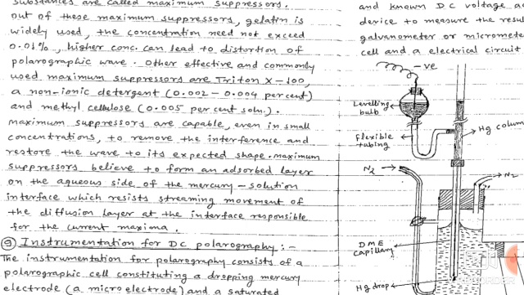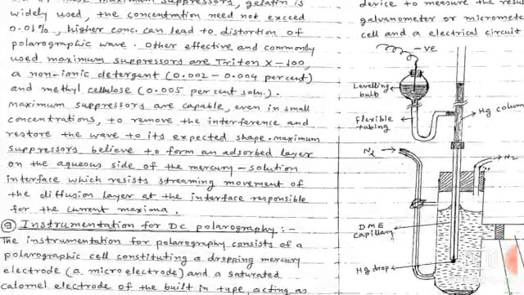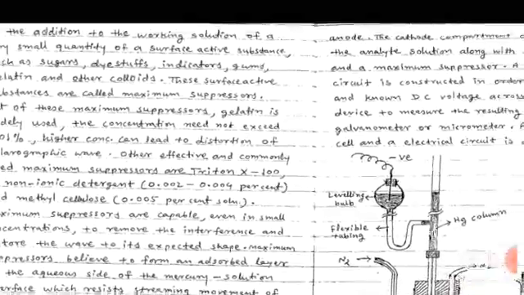Maximum suppressors are capable, even in small concentration, of removing the interferences and restoring the wave to its expected shape. A maximum suppressor is believed to form an adsorbed layer on the aqueous side of the mercury-solution interface, which resists the streaming movement of the diffusion layer at the interface responsible for the current maxima. So this is about the current maxima.